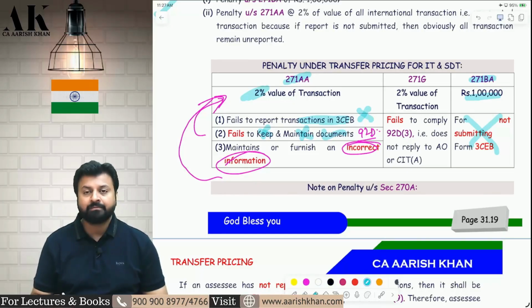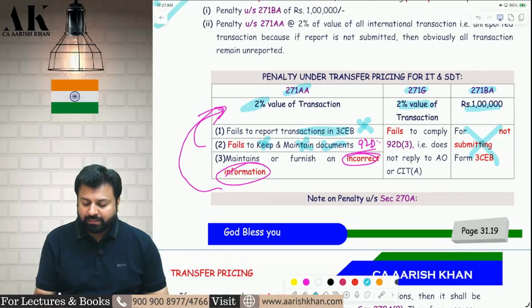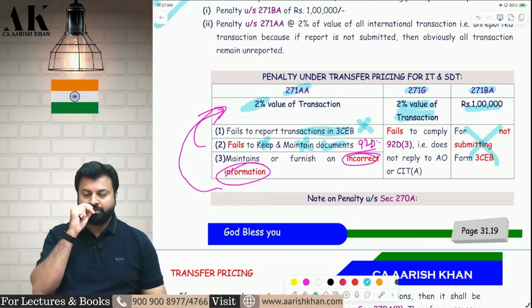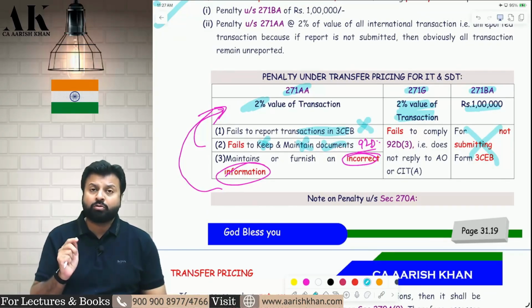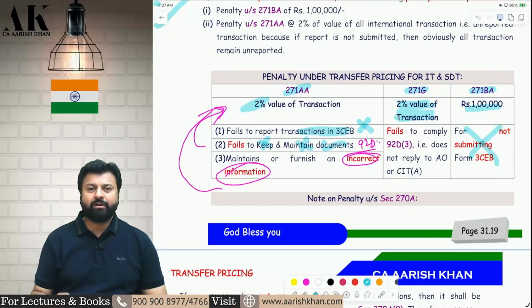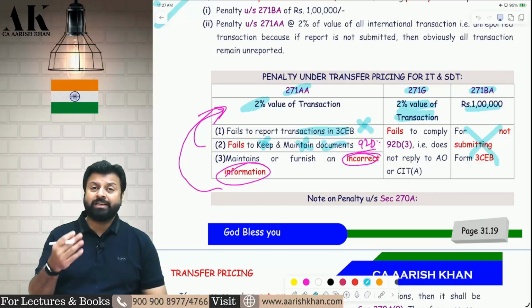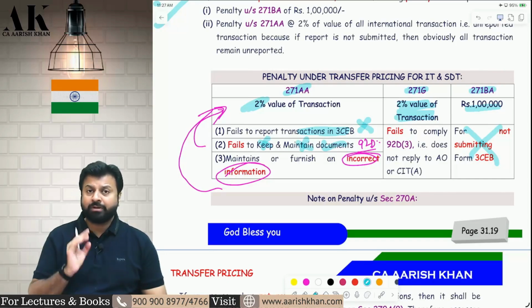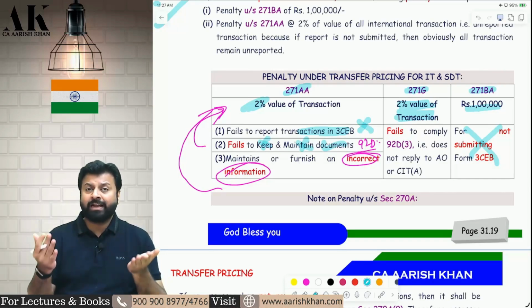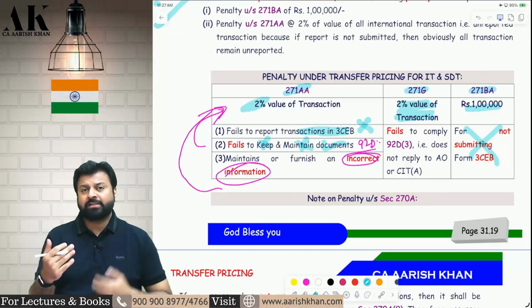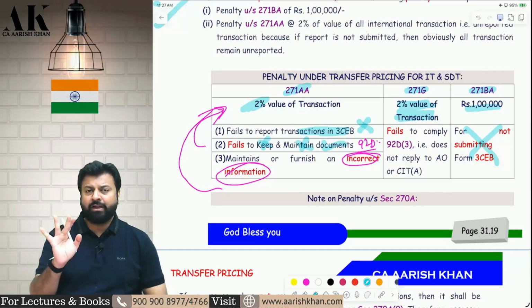Now, second point. Under 271G also, there is a penalty of 2% of the value of transaction. So, what is 271G? 271G talks about if you fail to comply with 92D subsection 3. Sir, what is 92D subsection 3? 92D subsection 3 says the AO or CIT appeal may ask for some information or documents from you, which you have to give within 10 days. If you don't give within 10 days, you may ask for an extension of another 30 days. Maximum 40 days time limit is there.